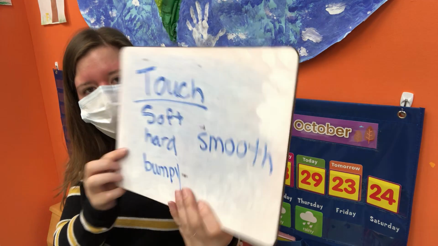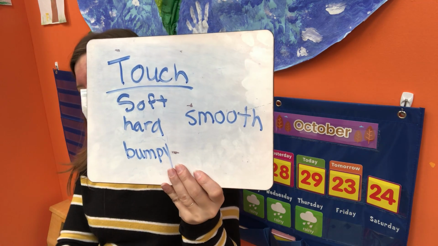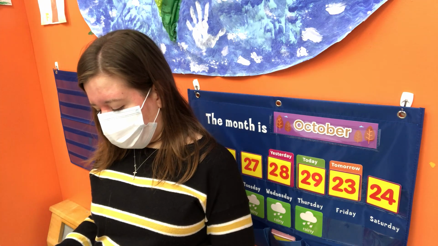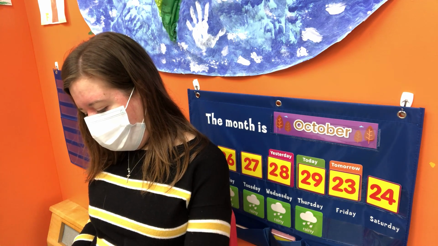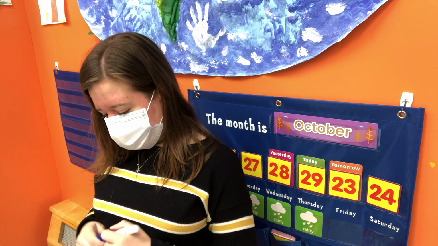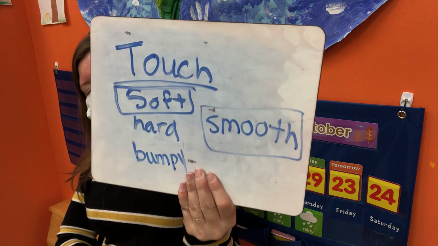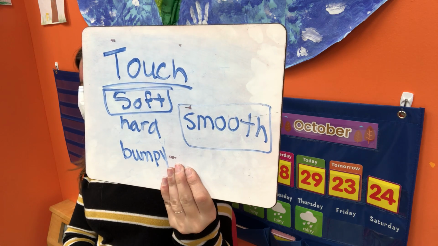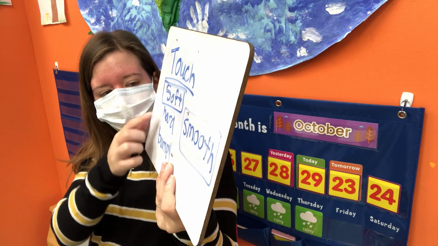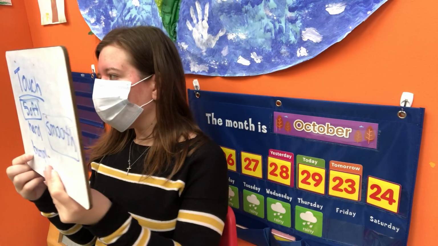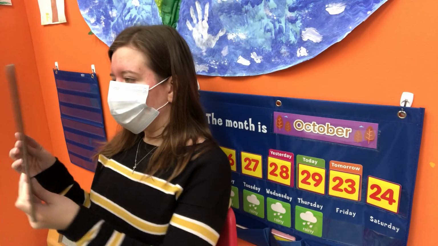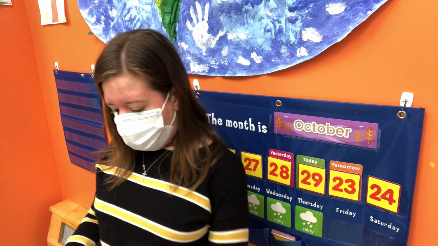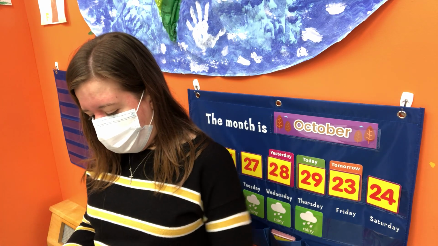And which words start with the same letter here? Soft and smooth. And which ones start with a different letter? Bumpy and hard. And bumpy starts with what letter? B. And hard starts with what letter? H. Good. Okay.